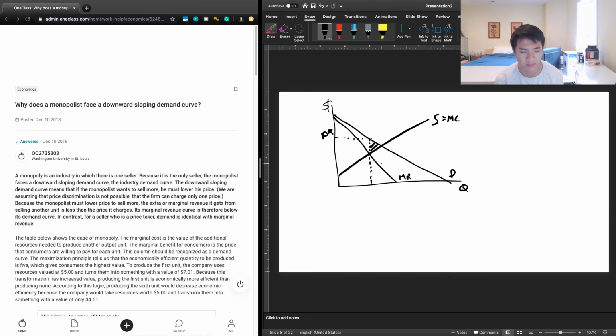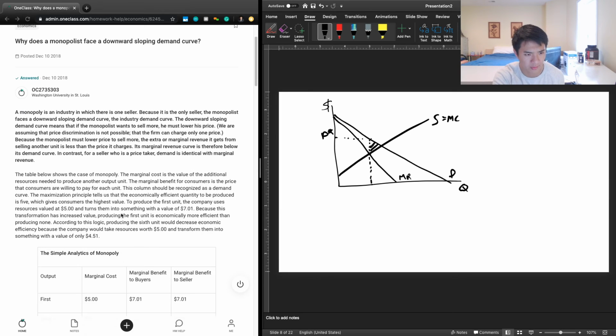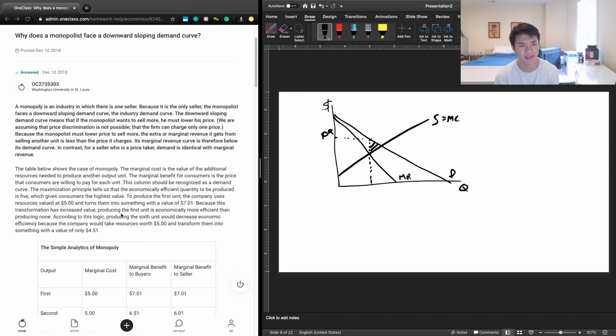that we would see in any similar market. Let's take a look at the answer that the tutor gave, just to see what they're talking about here. So the tutor says, a monopoly is an industry in which there's only one seller. Because of the only seller, the monopolist faces a downward sloping demand curve, the industry demand curve. The downward sloping demand curve means that if the monopolist wants to sell more, he must lower his price. We are assuming that price discrimination is not possible, and the firm can charge only one price.